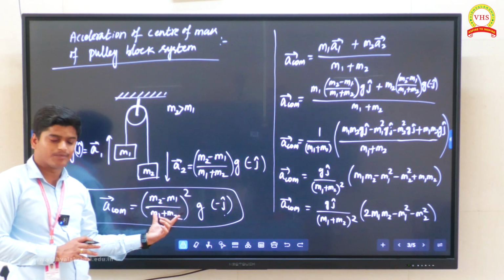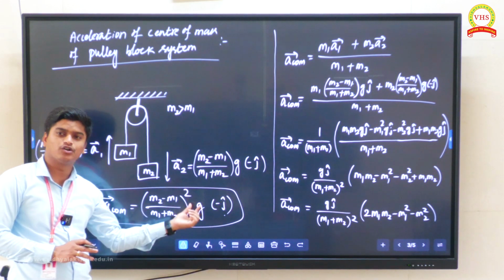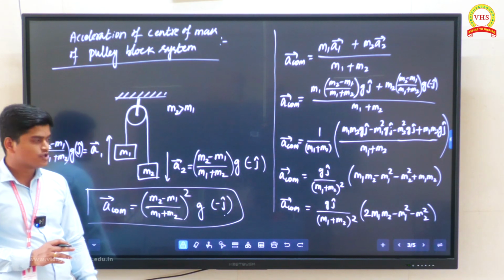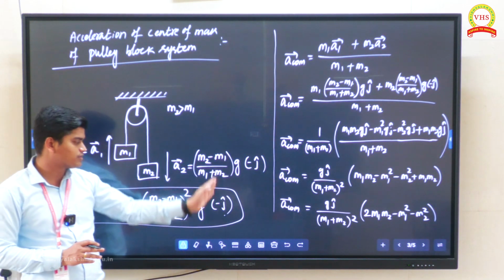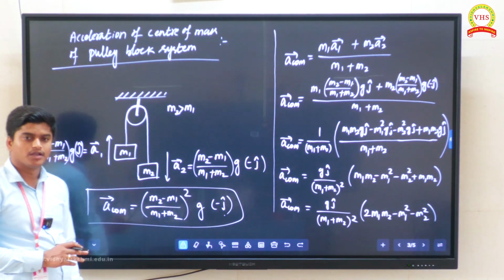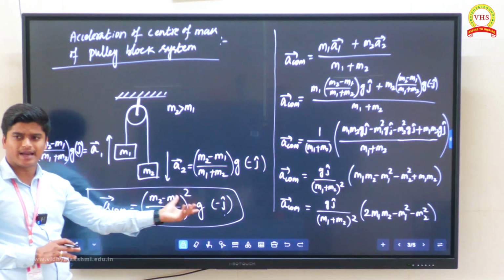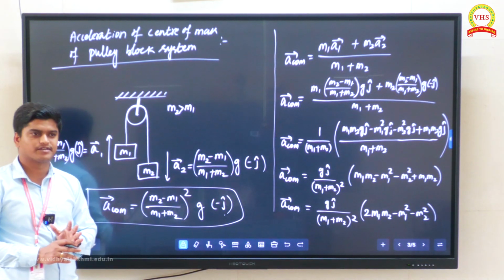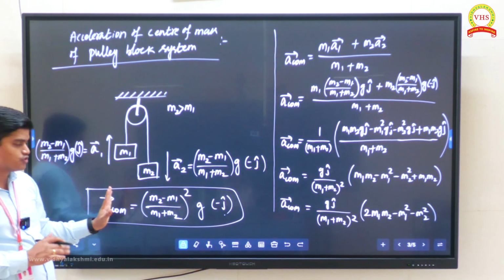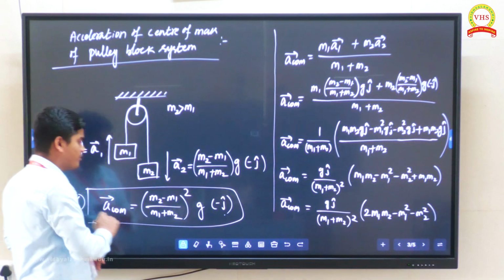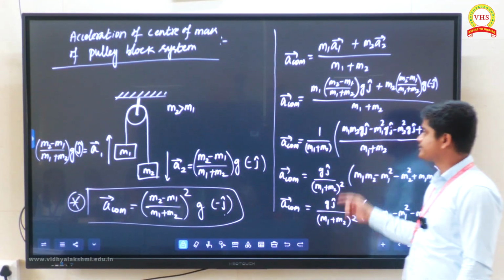Formula remember? What formula? M2 minus M1 by M1 plus M2 whole square into G. Okay. Suppose M2 is heavy, that's why M2 coming, minus J cap direction, that's why minus J cap came here. If suppose M1 is heavy, M1 will come downward direction, again acceleration of center of mass will be again same, minus J. Clear or not? So are you getting the point? So this one is most important part, remember, and this is the derivation, how we are getting that.